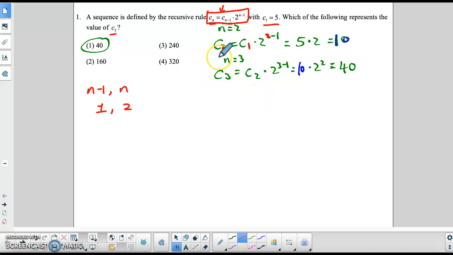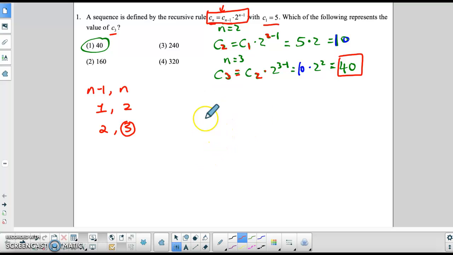Okay, now with C2, the second term, we are able to find the third term, which is C3. Of course, if n equals 3, the previous term will be 2. So we know in order to get C3, you need to multiply C2 with 2 to the n minus 1. But this time, your n is 3. So 3 minus 1. You take 10 from the previous step, 10 times 2 to the second, and that's how you get the answer 40.